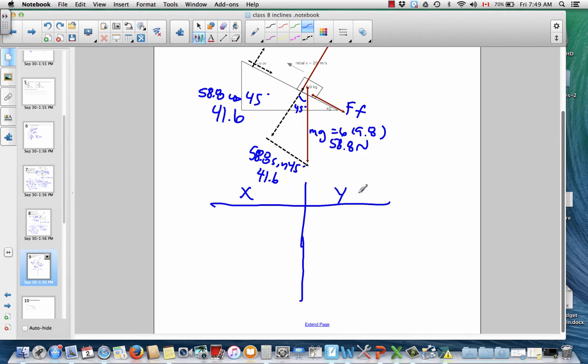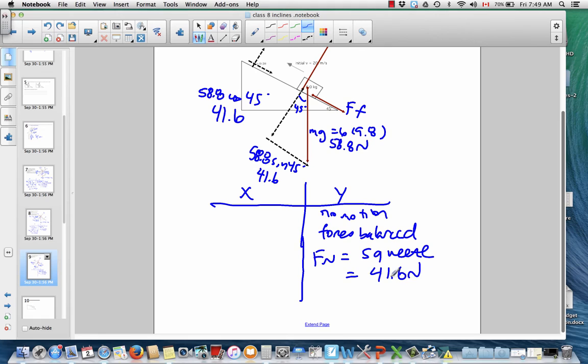Okay, so in the y direction, again, there's no motion, right? So that means acceleration 0 and forces are balanced. If they're balanced, there's only two. There's just the normal force and the squeeze component. So we know the normal force is 41.6 newtons of force.